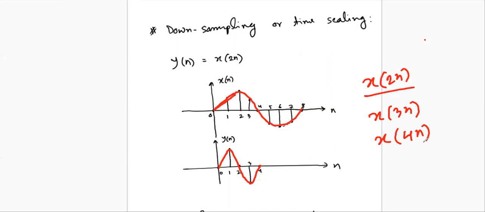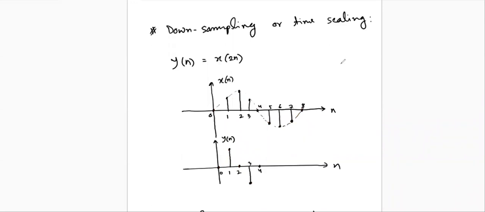Okay, now we need to think of, let me give you another example here. Can you draw yn is equals to x thrice n? Can you draw that? So which point actually, let's say, so in that case, the 0th sample will survive, the 3rd sample will survive, and then 6th sample will survive, and so on and so forth.